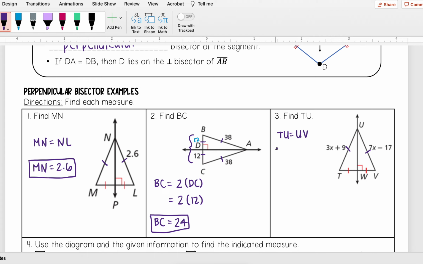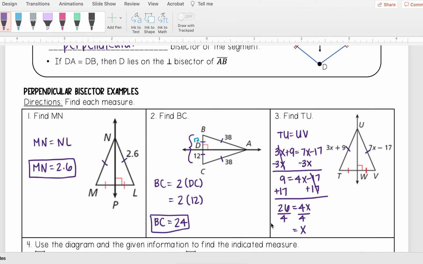So I have 3x plus 9 is equal to 7x minus 17. And I want to solve that. So I'll subtract 3x from both sides. Add 17. That gives 26 equals 4x. And then divide both sides by 4, and you get that x is equal to 6.5.